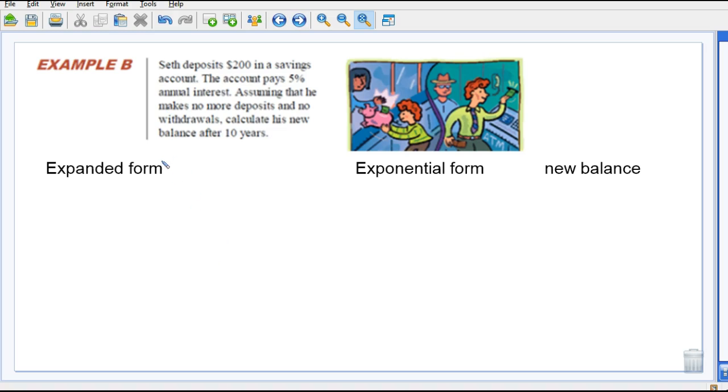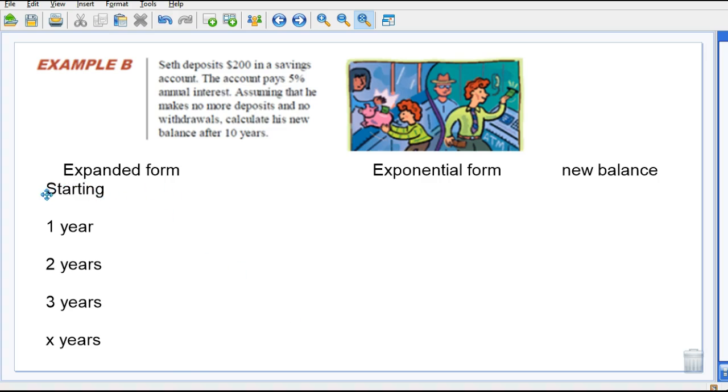So example B, right here, says Seth deposits $200 in a savings account. The account pays 5% annual interest. Assuming that he makes no more deposits and no withdrawals, calculate his new balance after 10 years. All right, so what we're going to do is write this in expanded form. So what I just did here is I put in how much he starts with and what the balance is going to be after 1 year, after 2 years, 3 years, and then X years. And then we're going to write in expanded form, exponential form, and what is the actual balance after each one. That way we can probably get to 10 whenever we want to.